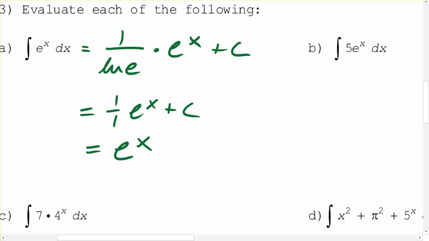Bingo. The integral and the derivative. What's the derivative of e to the x? E to the x. What's the integral of e to the x? E to the x. Cool, huh? That's a big one. Plus c. And plus c if you do the integral, yes.